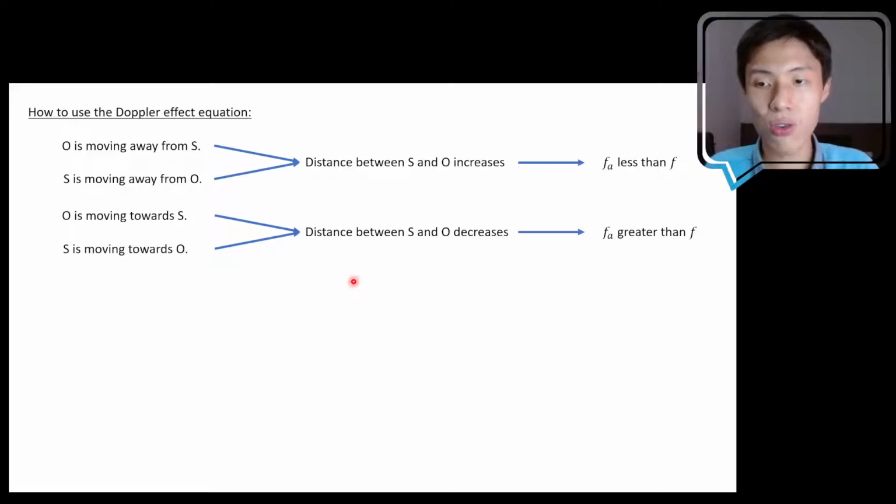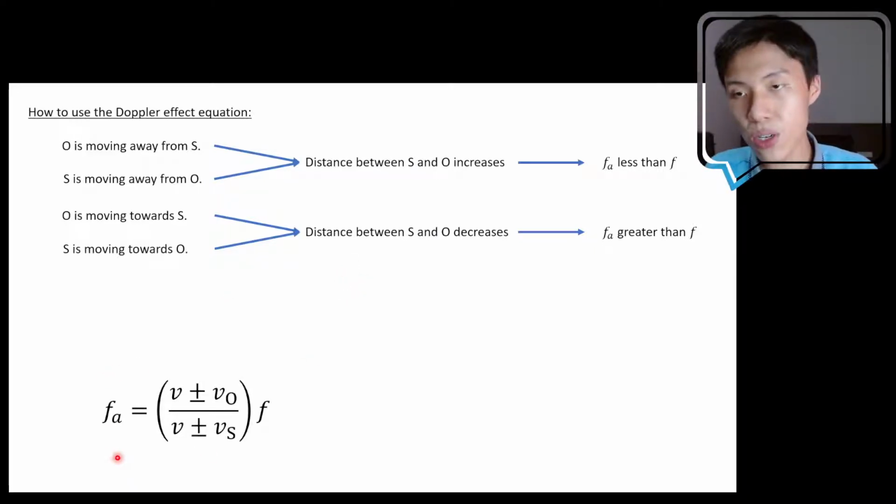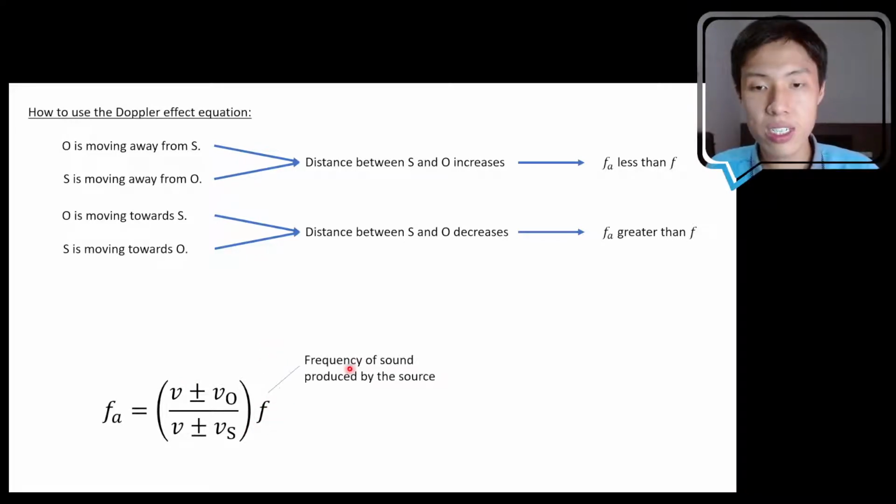Next, this is the equation for the Doppler effect. We are going to use this equation to determine the apparent frequency. Let's look at the variables in this equation. This F here represents the frequency of the sound produced by the sound source. So this is the frequency of the sound coming out from your guitar or your speaker, whatever it is, the one that produced the sound.